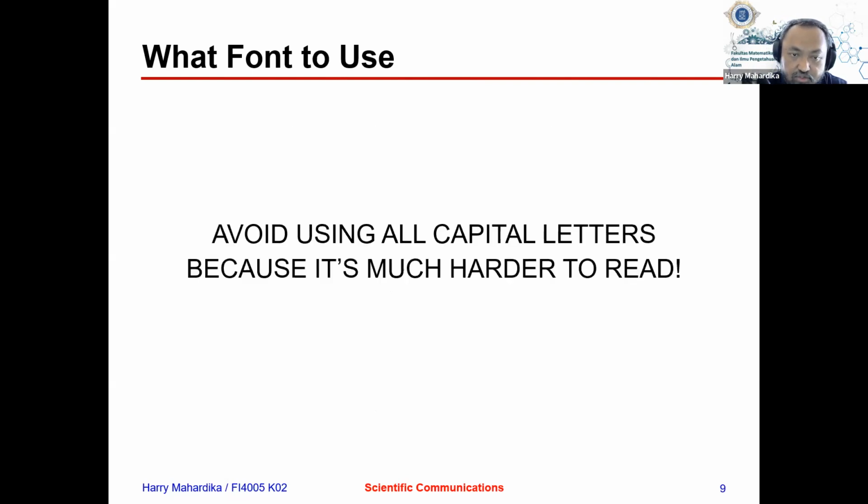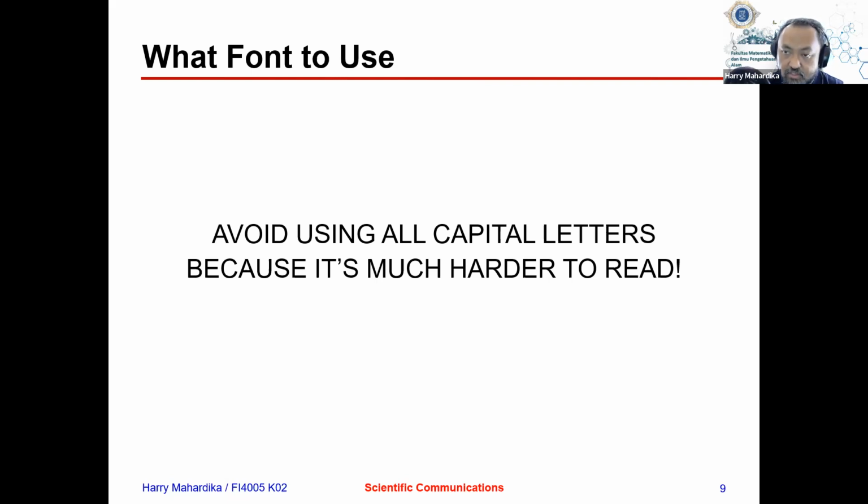Okay, avoid using all capital letters because it's much harder to read. And it makes the impression that we are kind of angry, right? Usually in a short message, if we type in all caps, it means that we are kind of angry with the person. The same impression also happens during a presentation, so avoid this.